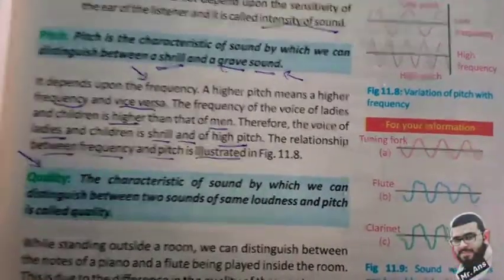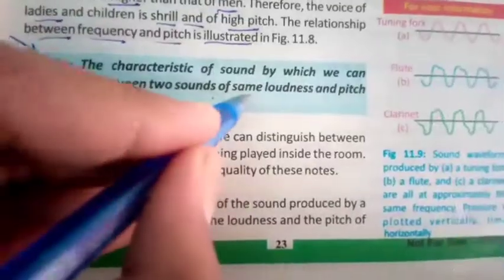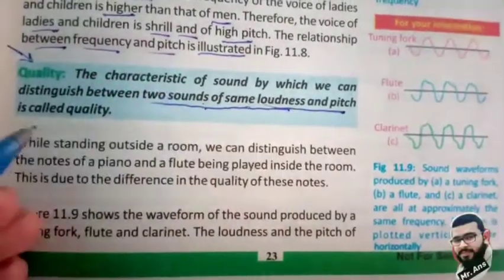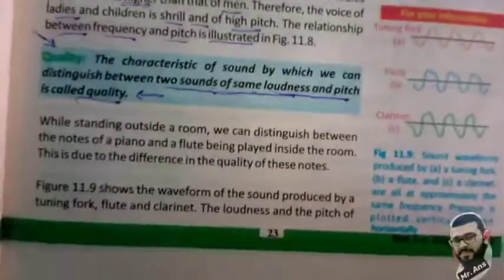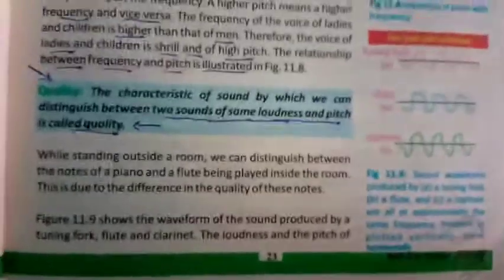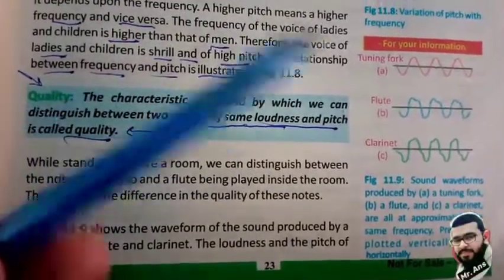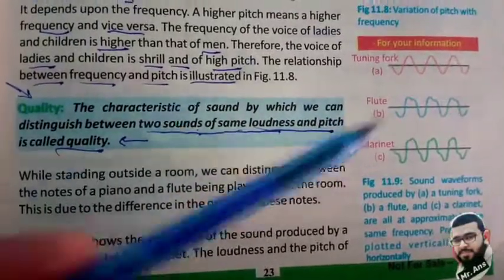Quality of sound. The characteristic of sound by which we can distinguish between two sounds of the same loudness and pitch is called quality. When you are playing a song which is better, it has a high quality. So it also depends upon the quality of the sound. This is a tuning fork, this is a flute, this is a clarinet.